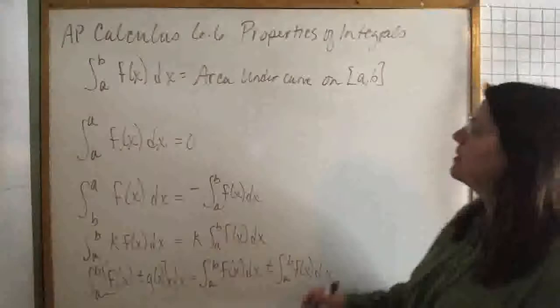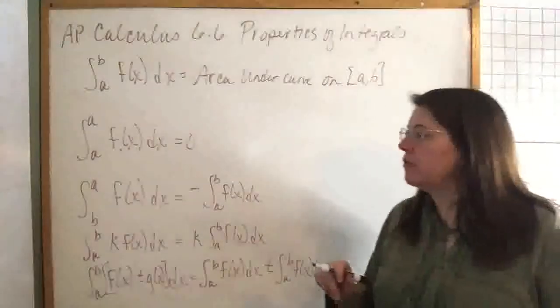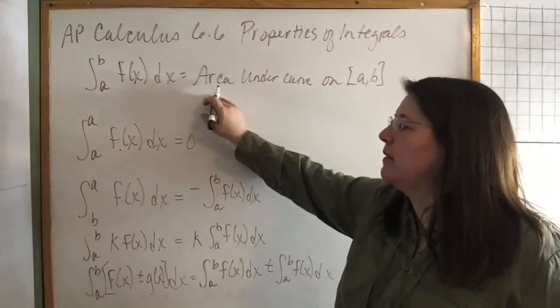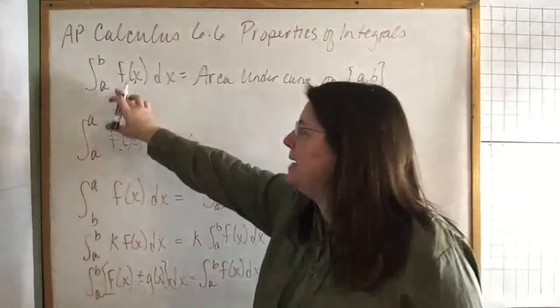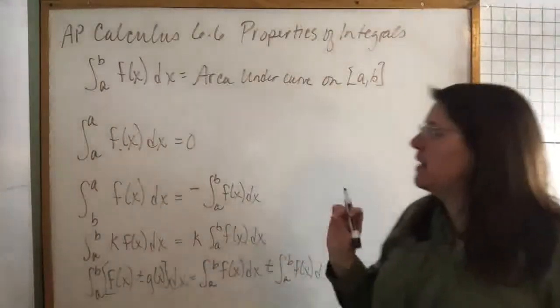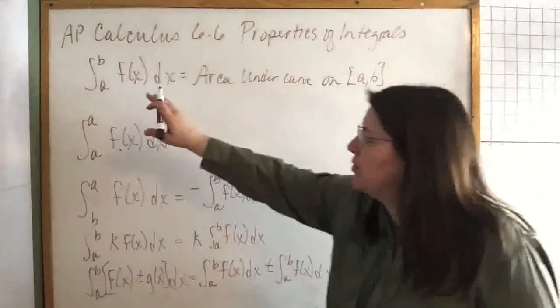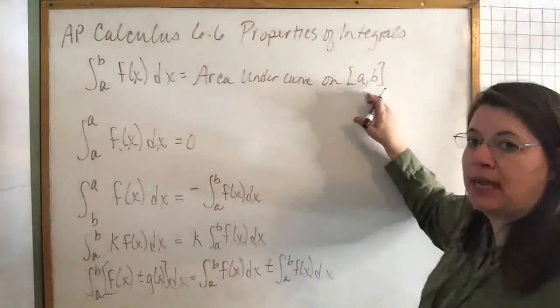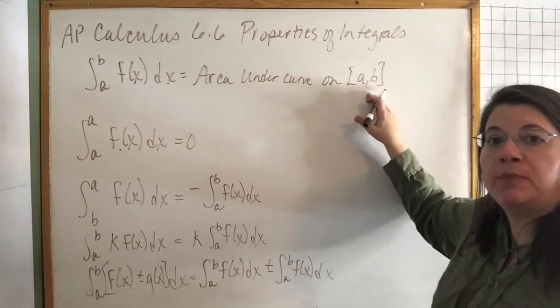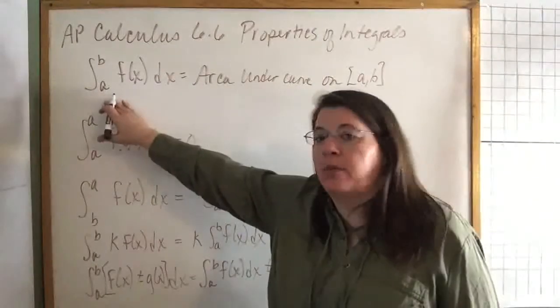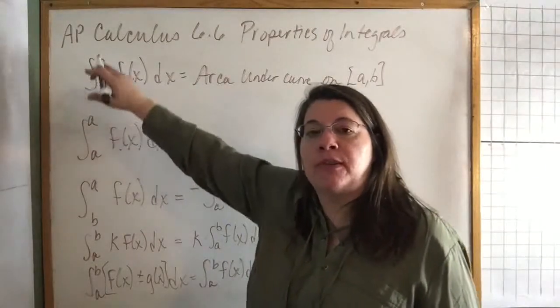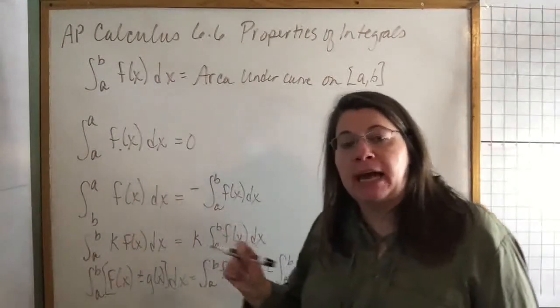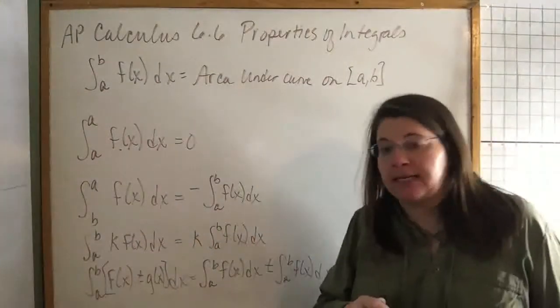This is AP Calculus 6-6, Properties of Integrals. For all of these, we're talking about the integral from a to b of f of x dx, where that represents the area under the curve on the closed interval a to b. And a has to be smaller than b. Your smaller number goes on the bottom, your larger number goes on the top. If they're flipped, if they're backwards, then there's a property to take care of that.